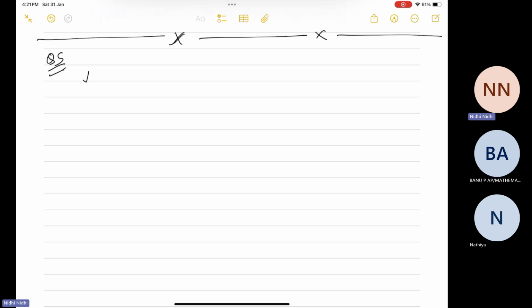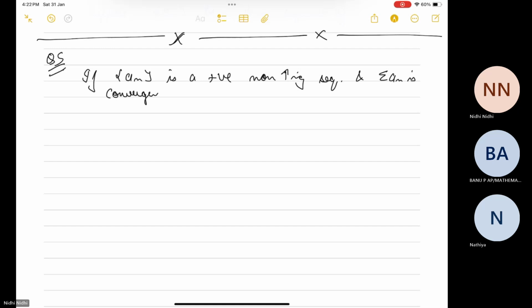The question says that if the sequence a_n is a positive, non-increasing sequence, that means we are in the setup of the Cauchy condensation test, and summation a_n is convergent, prove that limit n tending to infinity of 2^n a_(2^n) is 0.